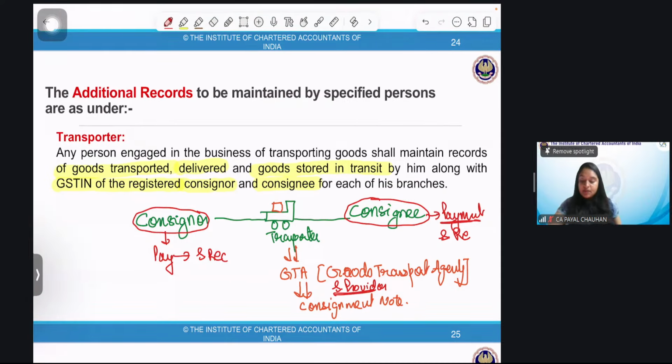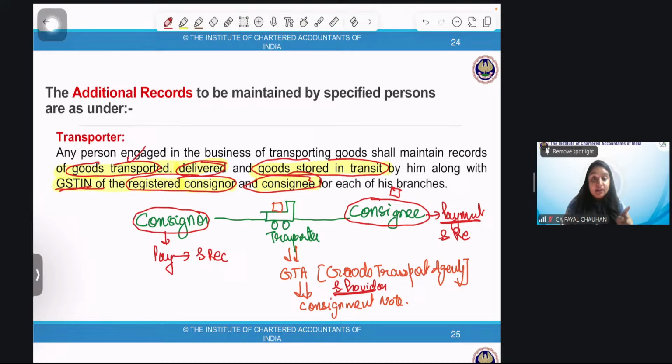Perfect. Now we have... Okay, so if I'm a transporter, what will I have? I'll have the complete detail about the goods transported, delivered, and goods stored in transit by him, along with the GSTN of the registered consignor and consignee for each of the branches. Very important: the goods transported, which have already been transported, the goods delivered.